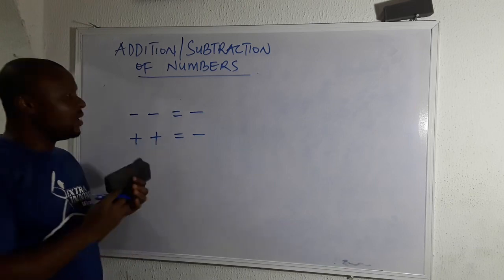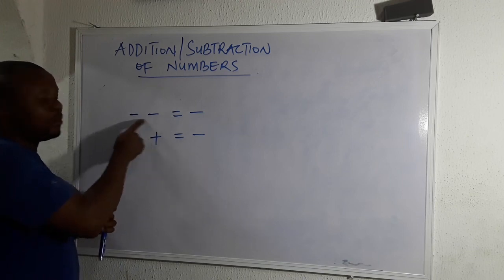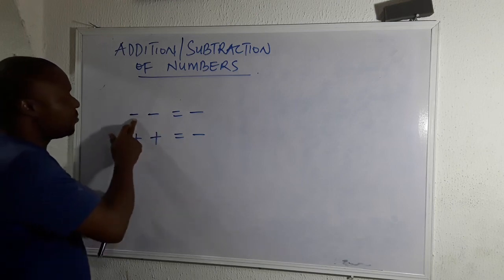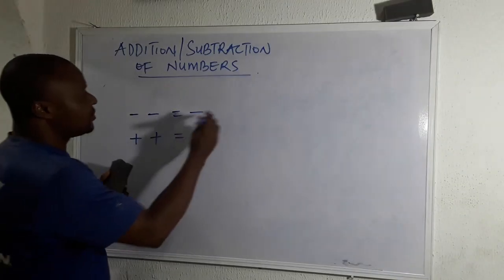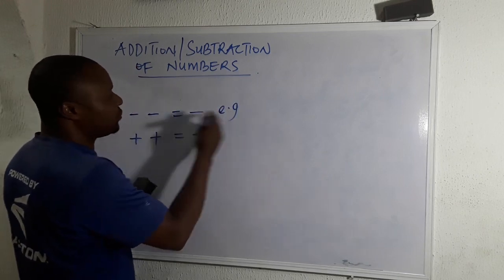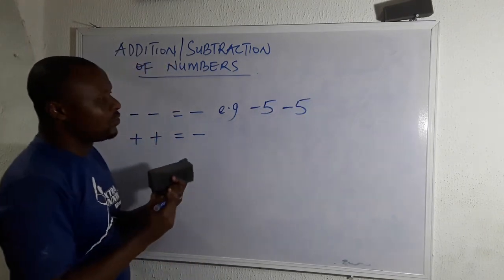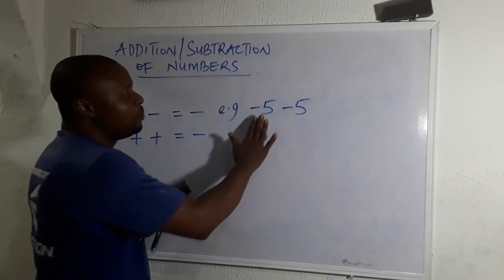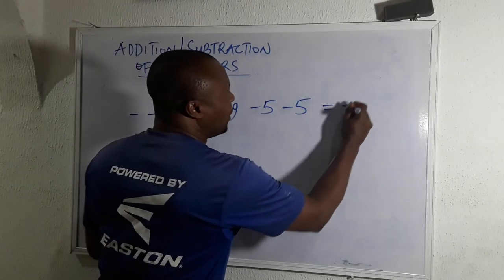Now take note, there is no division sign in between the minus here, and there is no multiplication sign in between them. We just have minus and minus. Now, what does this mean? Let us see, for instance, if you have minus 5 and minus 5. There is no multiplication sign or division sign between these numbers. So the result is going to be minus 10.